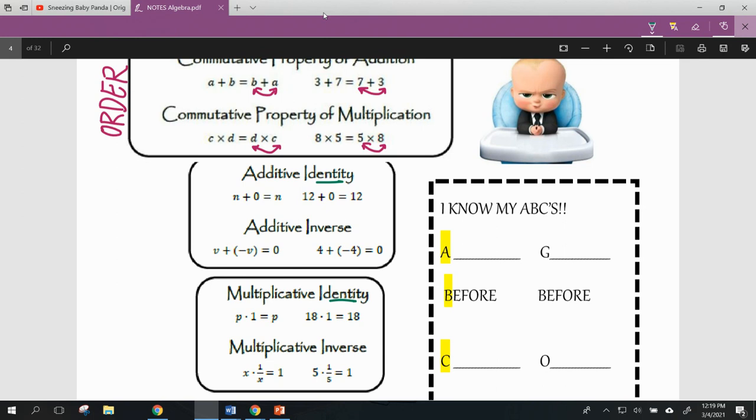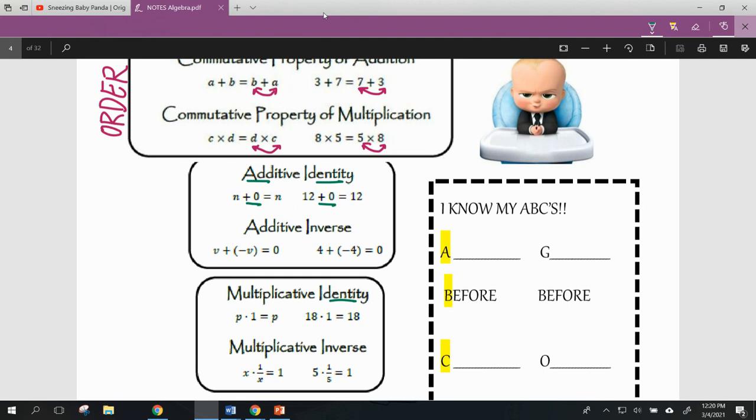So our additive identity, additive meaning addition, what can we add to a number and not change its identity? Well, 0, right? We can add 0 to any number. We could add it to a fraction, a decimal, a negative, and we would still end up with the exact same number.